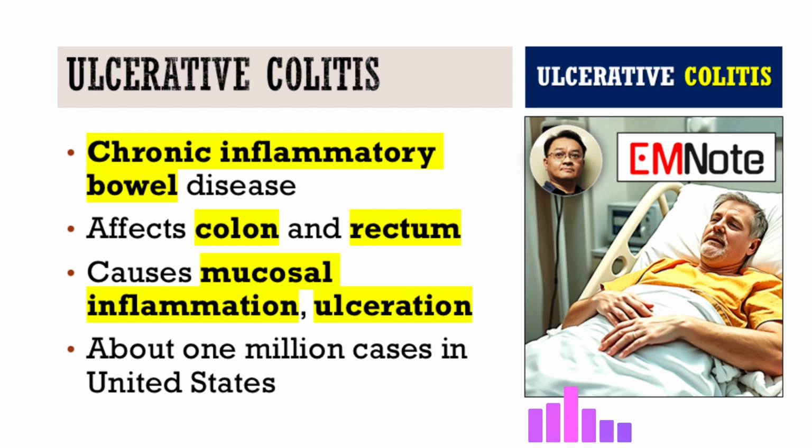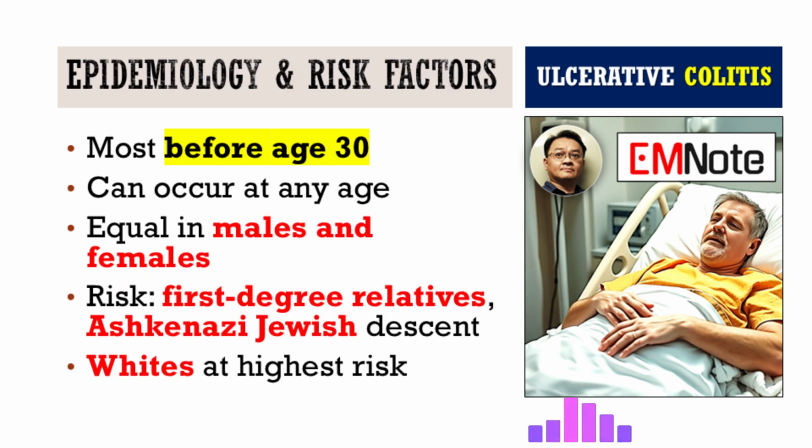So scope-wise, how common is it? How many people in the U.S. are we talking about? The numbers are quite significant. It's approximately 1 million individuals in the United States. 1 million. Wow. And when does it usually show up? Is there a typical age or certain groups at higher risk? Most often, diagnosis happens before age 30. But really, the onset can occur at any age. As for risk, having a first-degree relative with UC increases risk. Also, individuals of Ashkenazi Jewish descent show a higher predisposition, and it affects men and women equally.